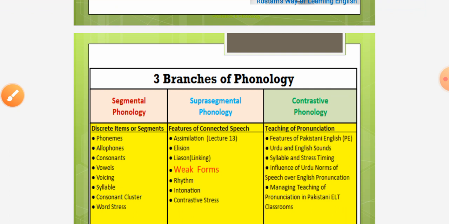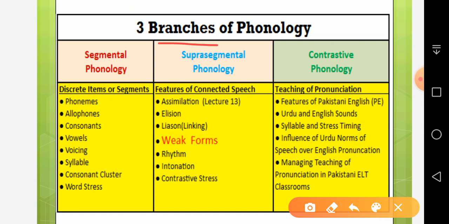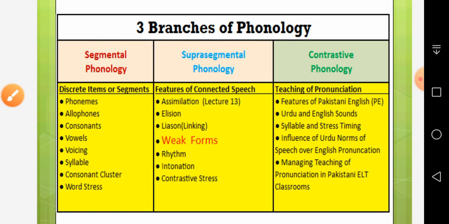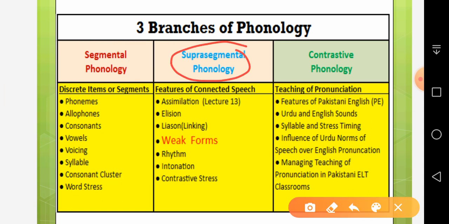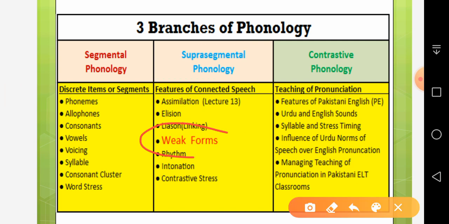In my previous video lectures in this series, I have already talked about the first branch of phonology, that is segmental phonology. In segments we talk about phonemes, allophones, consonants, vowels, etc. But when we leave this area and go into connected speech, this area is known as suprasegmental phonology. There are many features of connected speech like assimilation, elision, liaison, weak form, rhythm, intonation and contrastive stress, that is sentence stress. In today's video lecture, I'll talk about weak forms.